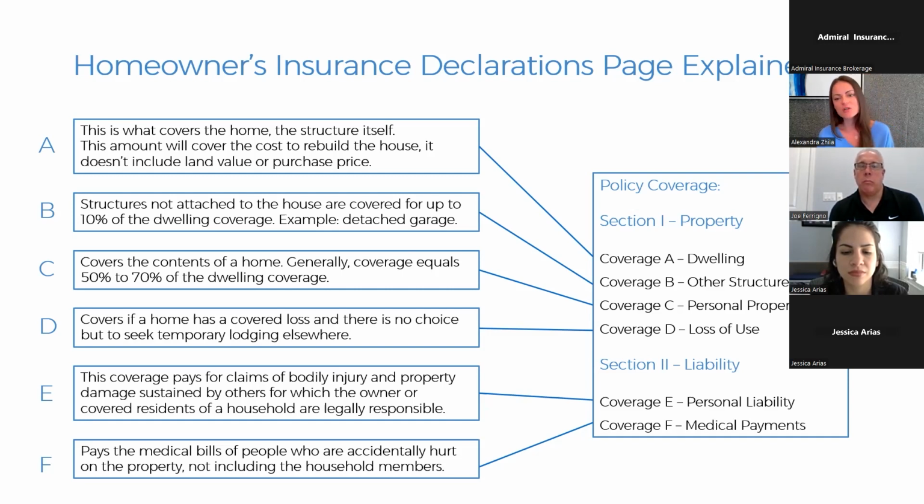The following section is liability. Coverage E is personal liability, and this coverage pays for claims of bodily injury and property damage sustained by others for which the owner or covered residents of a household are legally responsible. Coverage F is medical payments. It pays the medical bills of people who are accidentally hurt on the property, not including household members.